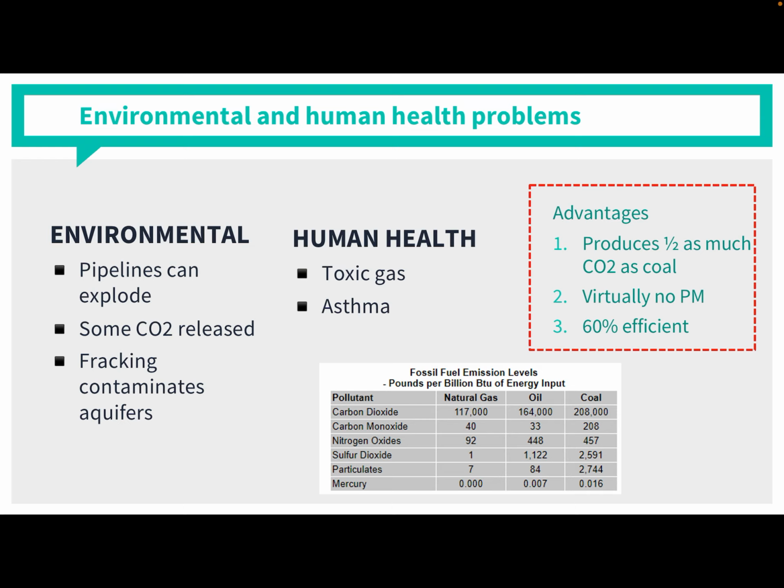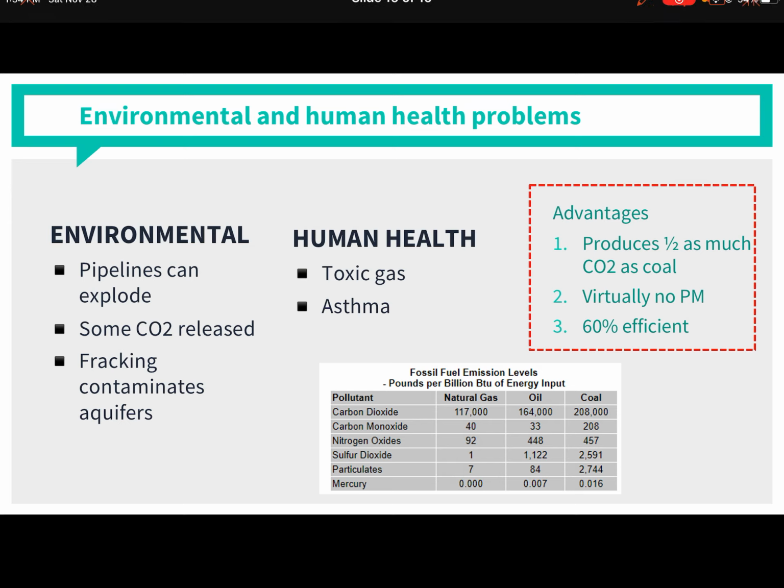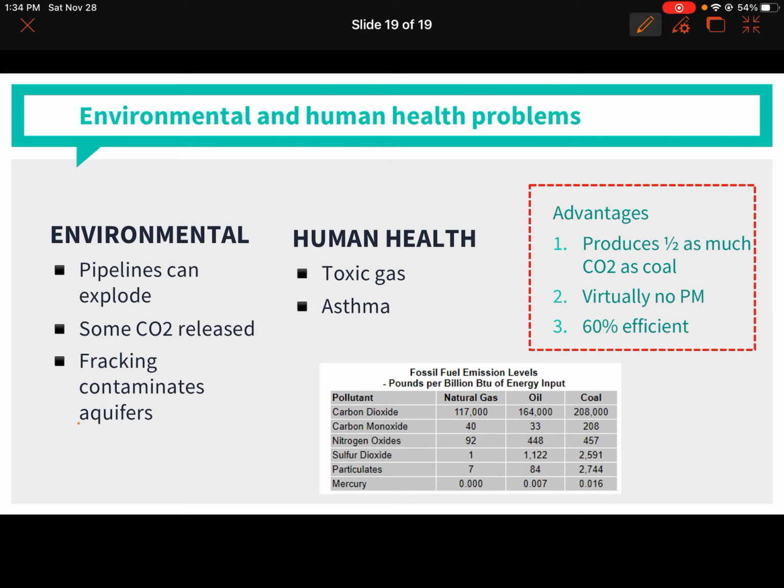So this leads to some of the environmental problems, which is that it's piped all over the country, which means the pipelines can explode. It releases some CO2, particularly in building the pipelines. And then the fracking, how we access the natural gas, can contaminate the aquifers. And, let's add this, it can also lead to earthquakes.